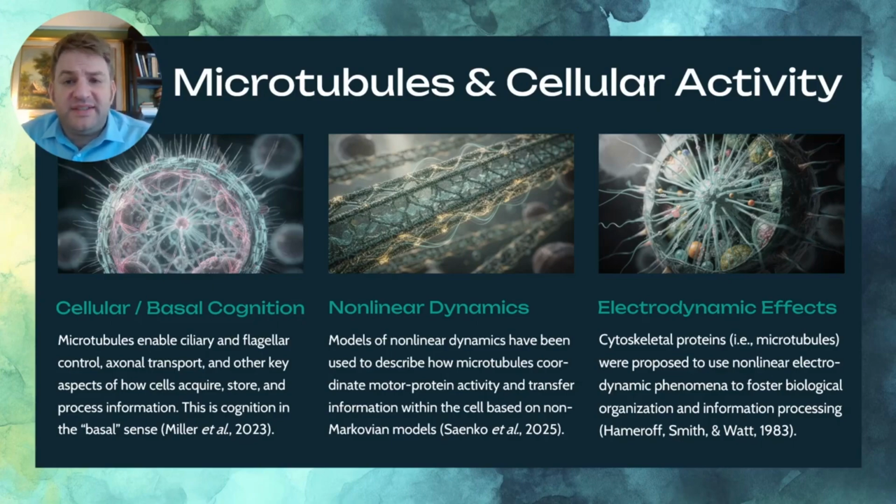So, how does this affect cellular activity? Cells, of course, have their own kind of awareness of their environment. And this is sometimes referred to as basal cognition. Microtubules enable ciliary and flagellar control, axonal transport, and other key aspects of how cells acquire, store, and process information, and ultimately interact with their environment.